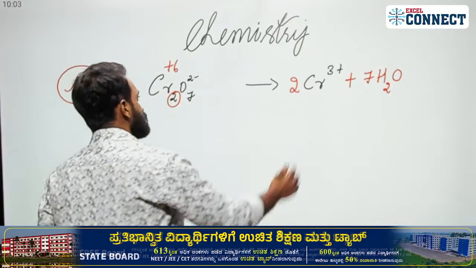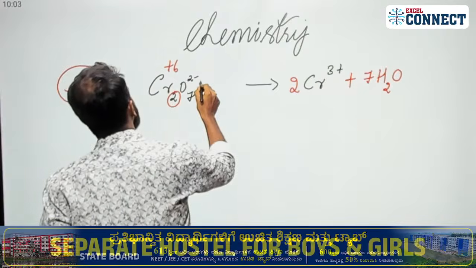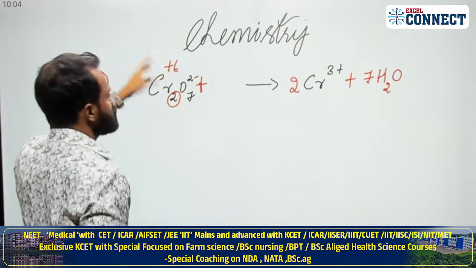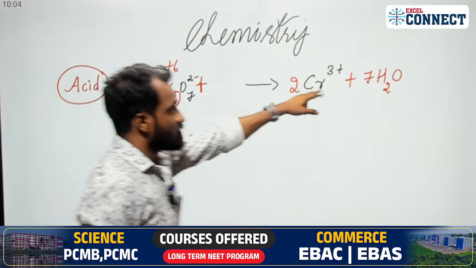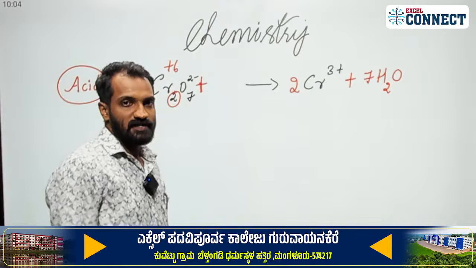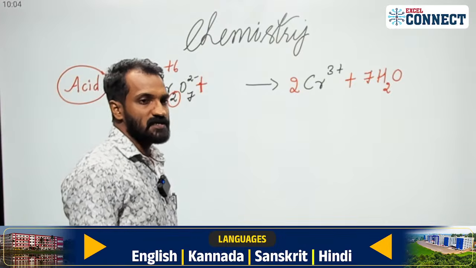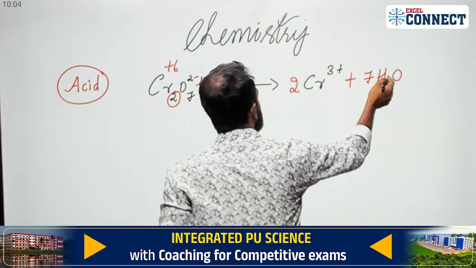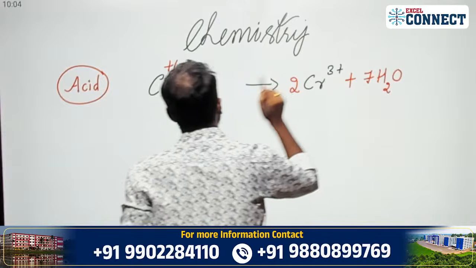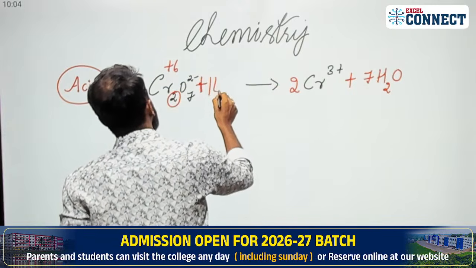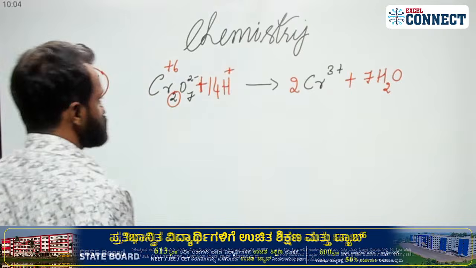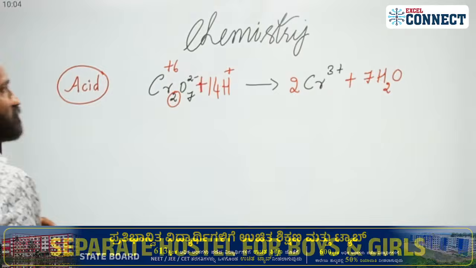Now, 7 2s are 14 H plus is there on this side, and 0 H plus on the other side. Here 7 oxygen, so oxygen is balanced on both sides. Now I have to balance hydrogen. 7 2s are 14 hydrogen, so I'll put here 14 H plus. That means hydrogen, 14 H plus. This is the simplest way we are balancing.